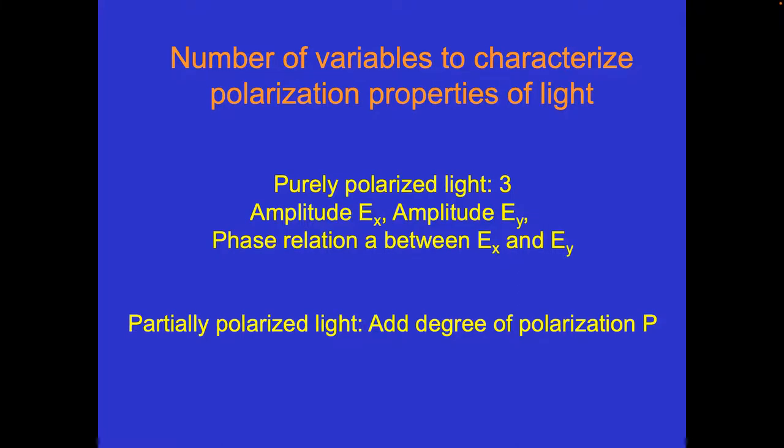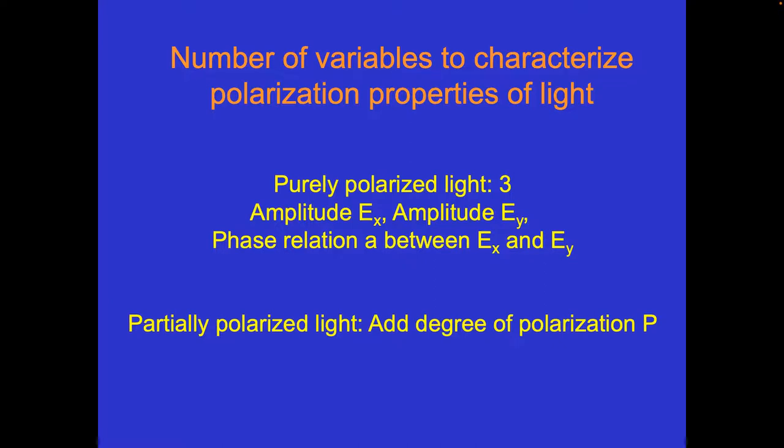And what do we need to measure to characterize the polarization state? And what do we need to measure to characterize the changes in the polarization state? So purely polarized light is characterized by three parameters. It's the amplitude along X, the amplitude along Y, and the phase relation between the X field and the Y field. These three parameters are enough to completely characterize the purely polarized light.